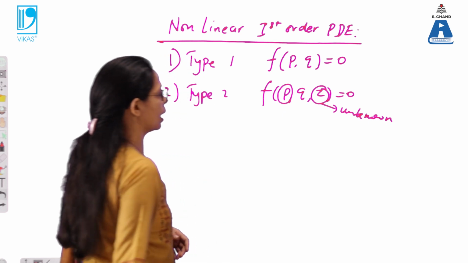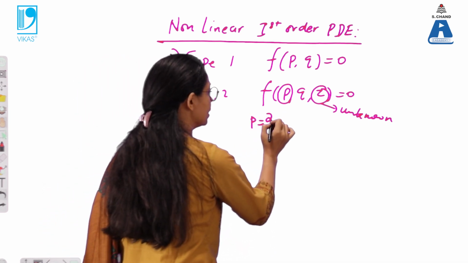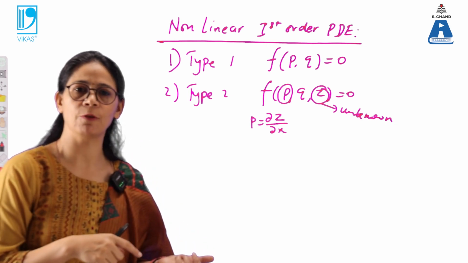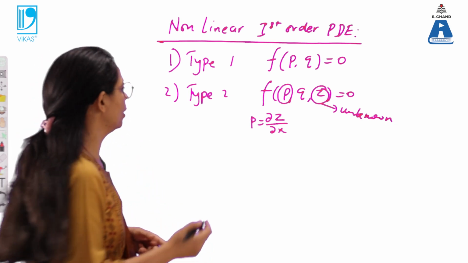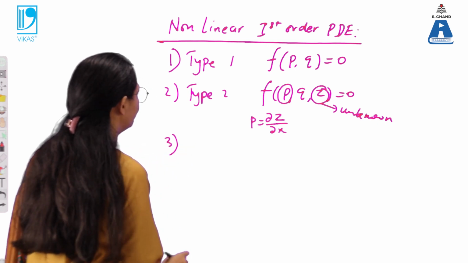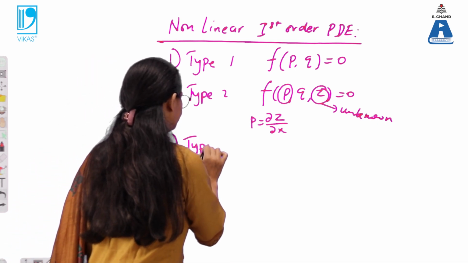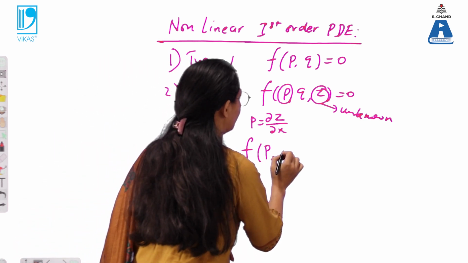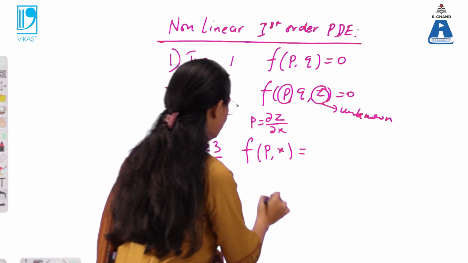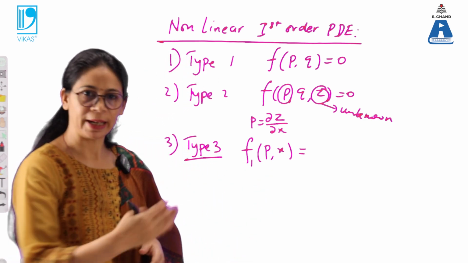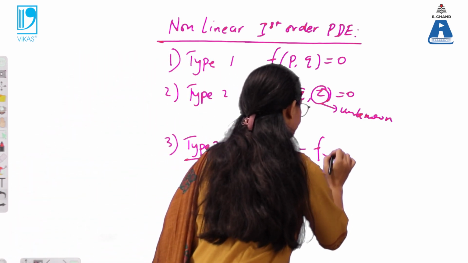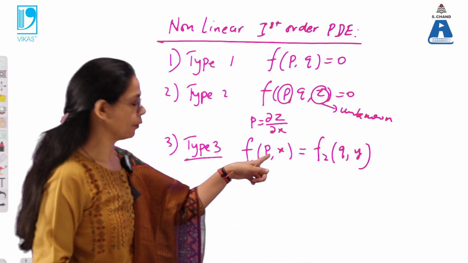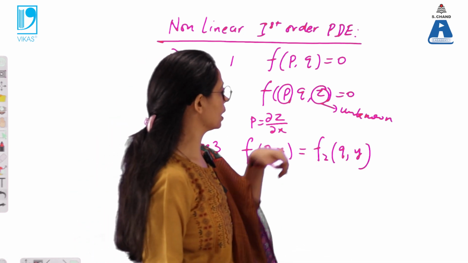If z is our unknown function, then p will be written as del z over del x. And if we had taken u as the unknown function, then p would have been written as del u over del x. So, these things should be taken care of. Type 3 is when the left side is given in terms of p and x, let me say f1, and the right side is given in terms of q and y, where p is the derivative with respect to x and q is the derivative with respect to y.